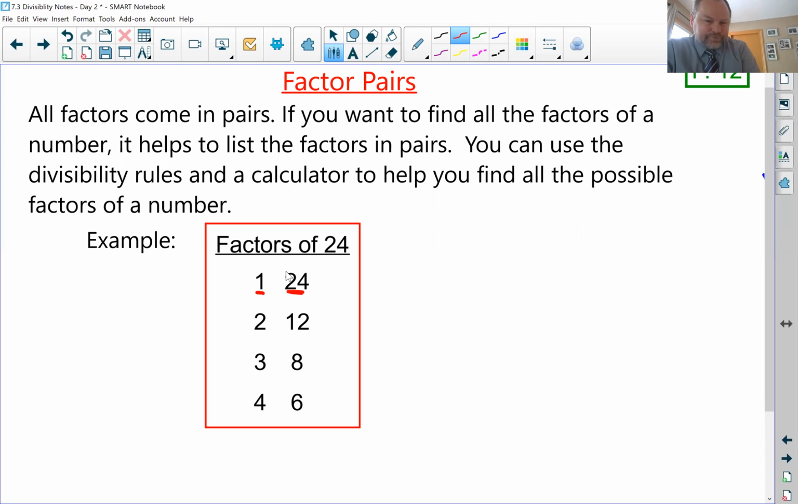And then I try 2. Well, it's even, so 2 is going to work, and 24 divided by 2 is 12. 3 works, 3 and 8. 4 works, 4 and 6. Then I try 5. 5 doesn't work. And the next number I would try is 6, but I already have it. So I don't need to, I can stop. I know I've got all of the factors of 24.